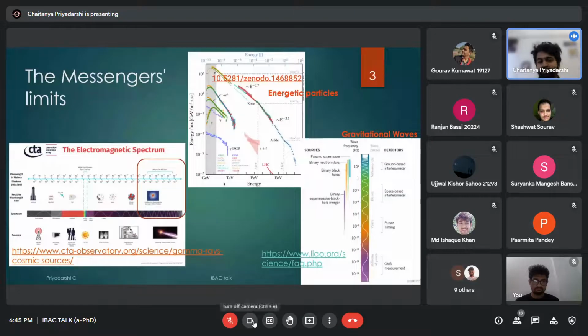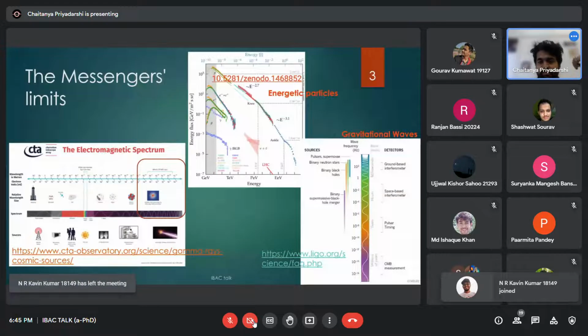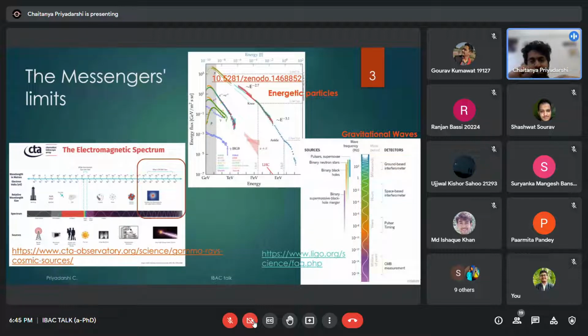To talk about another messenger, they are the energetic particles, be it the electron positron pairs, protons, or what we like to call cosmic rays, or even neutrinos. So this is basically the energy flux, depending on the energy range that they are in. So you can see that there is a definite spectrum pattern where it follows a certain power law index, but only at certain ranges. If we combine all of them together, it's not really clear right now as to how it should be, but we are still investigating.